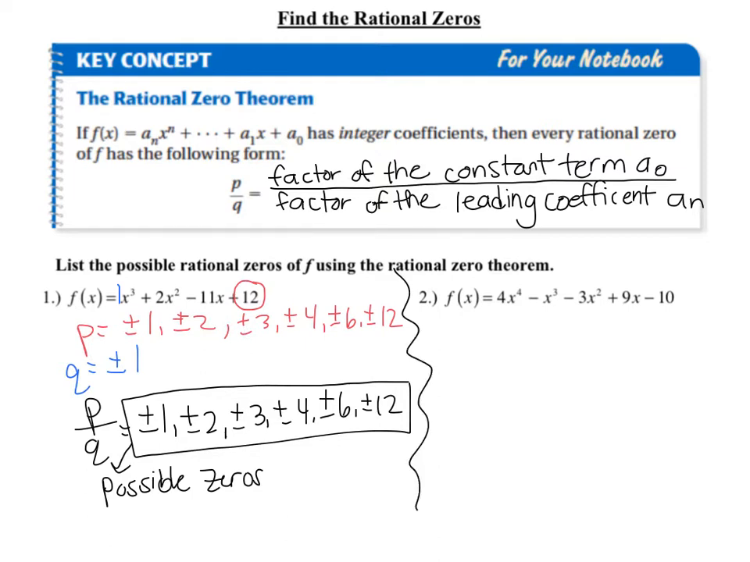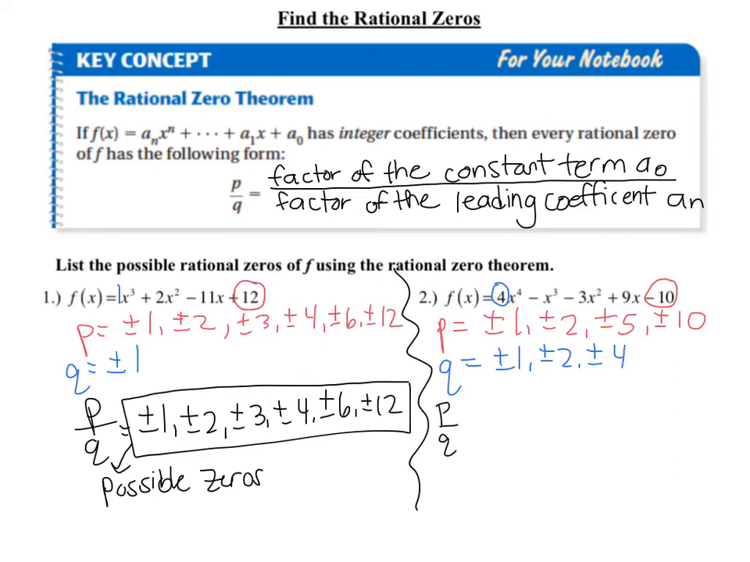Let's take a look at another example. So this time our constant is negative 10. So p, factors of 10, plus or minus 1, plus or minus 2, plus or minus 5, plus or minus 10. Our leading coefficient is 4, so q, the factors of your leading coefficient are plus or minus 1, plus or minus 2, plus or minus 4. So p divided by q are possible rational zeros.